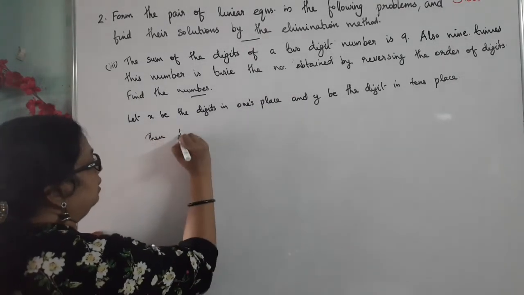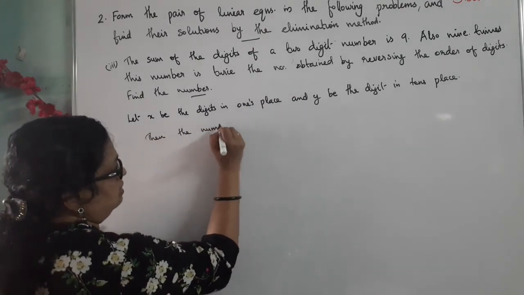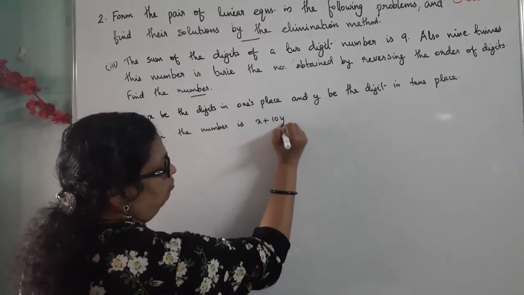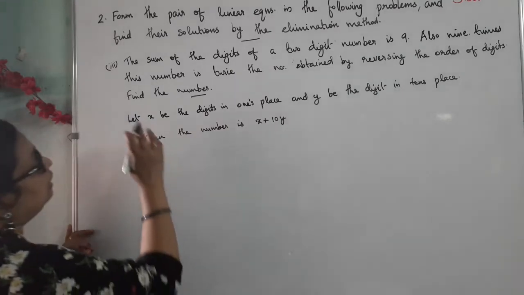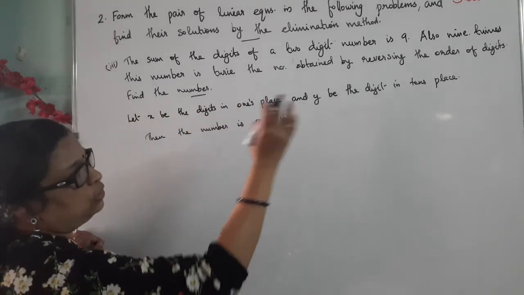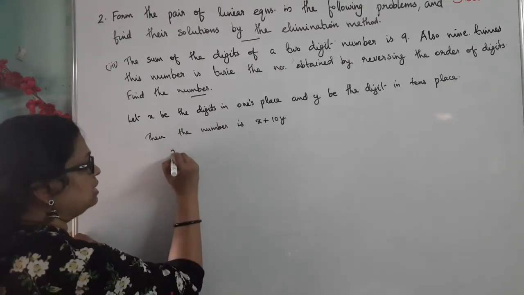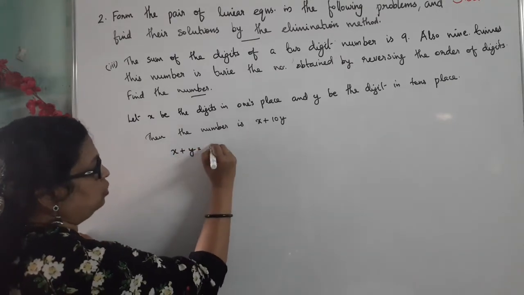Then the number is x plus 10y. Then the sum of the digits of a 2-digit number is 9. That is, the digits are x and y. So the sum is x plus y is equal to 9.